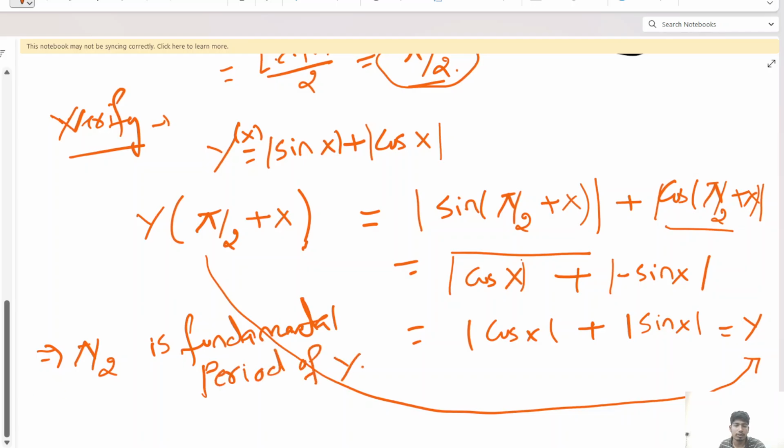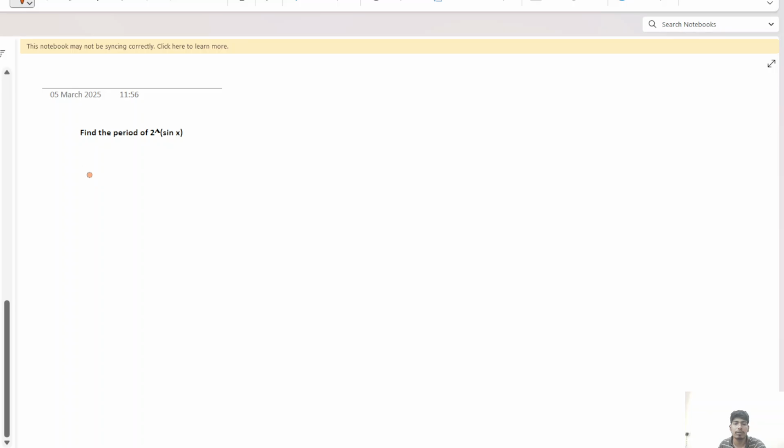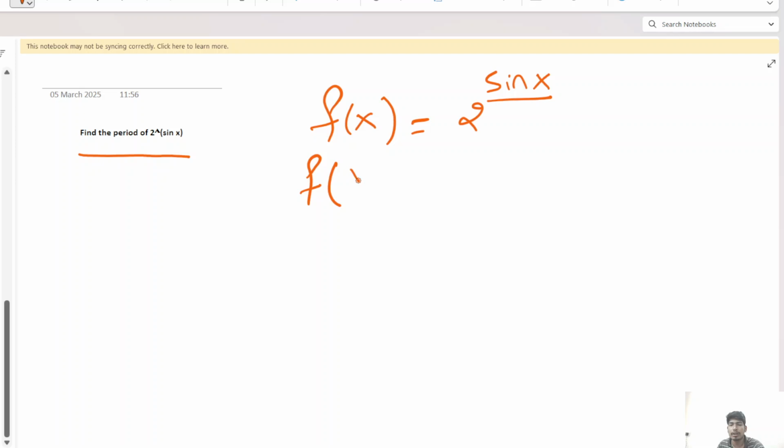Okay, so what is our next question? We have to find the period of f of x is equal to 2 to the power sin x. What is period? I told you in the last class, if f of x plus t is f of x, then t is a period, and the smallest value of t is the fundamental period.